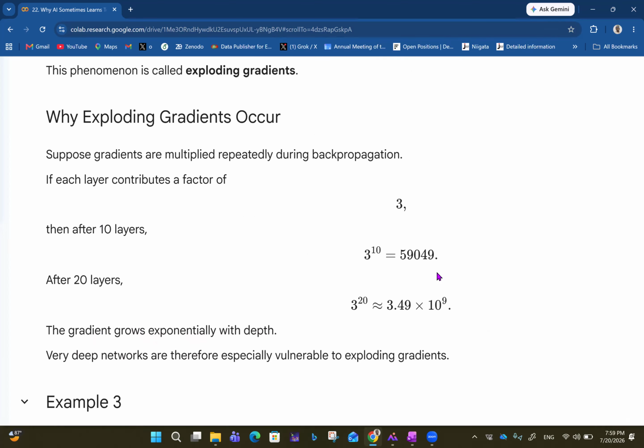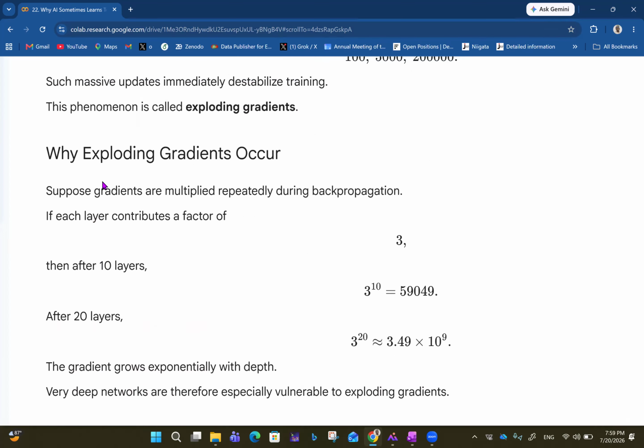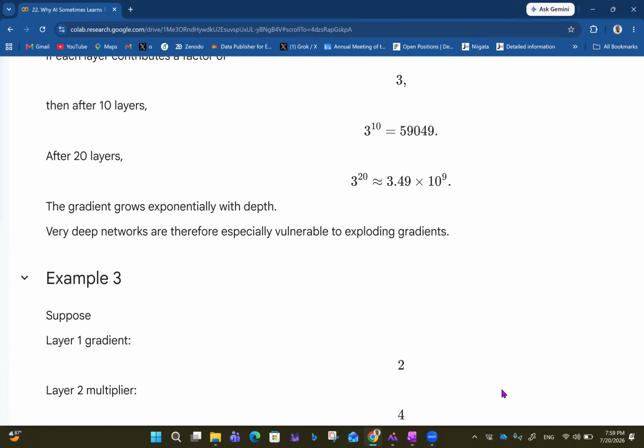Now, why do exploding gradients occur? It is because of backpropagation, right? Suppose gradients are multiplied repeatedly during backpropagation. So if each layer contributes the factor 3, then after 10 layers, you have 3 raised to the power 10, which is 59,049. After 20 layers, it has jumped seriously. You have 3 raised to the power 20, that's approximately 3.49 times 10 raised to the power 9. The gradient grows exponentially with depth. So very deep networks are therefore especially vulnerable to exploding gradients.